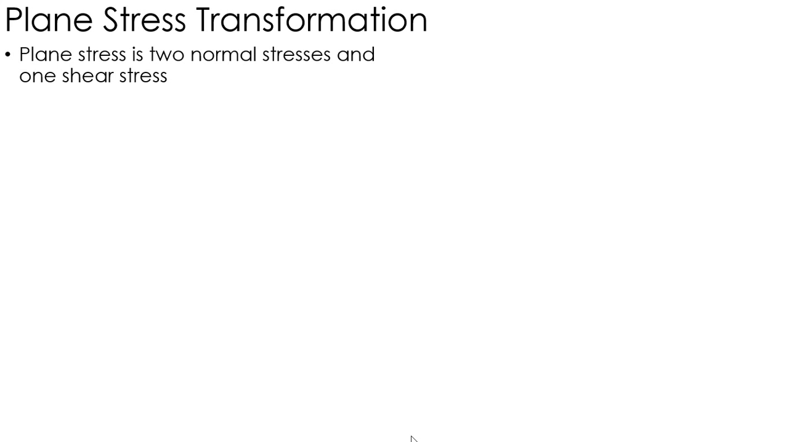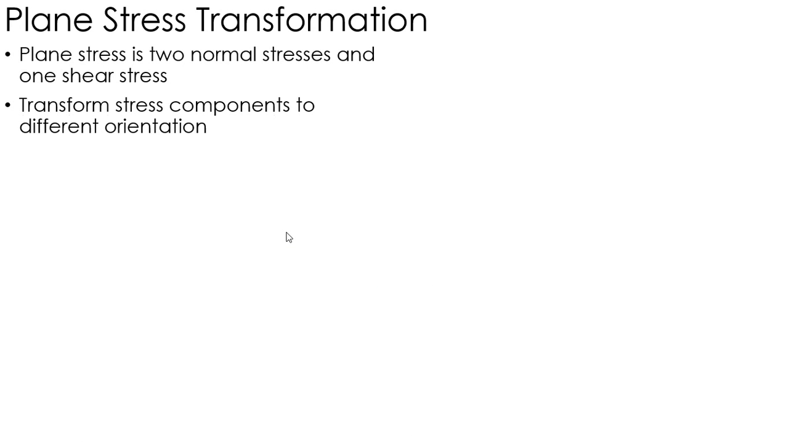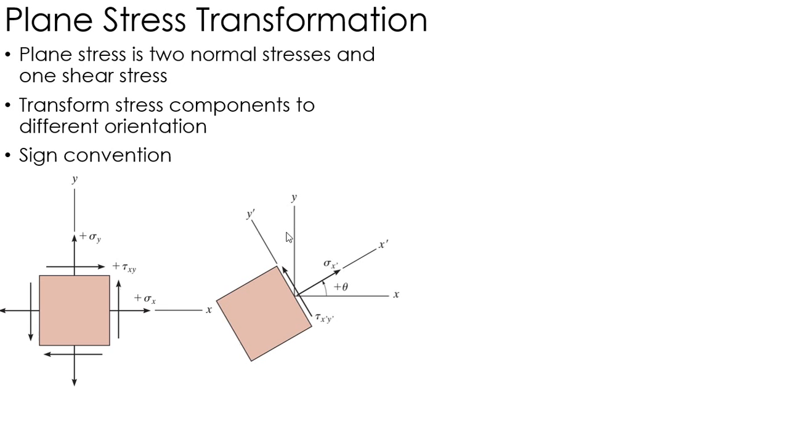Plane stress transformation. What we're doing is looking at only stresses in the same plane. By plane stress, I mean it has two normal stresses and one shear stress. What we're trying to do here is take those stress components and orient them in a different way, transform those stresses so that we find stresses in different directions from the specific stresses that we have.